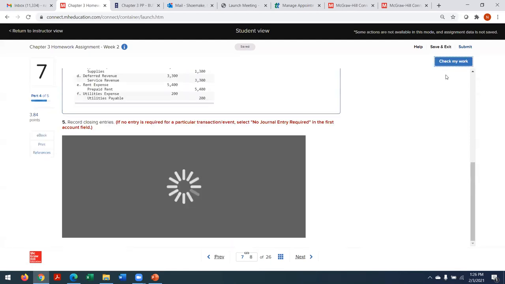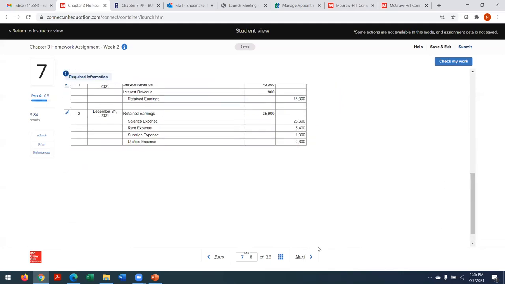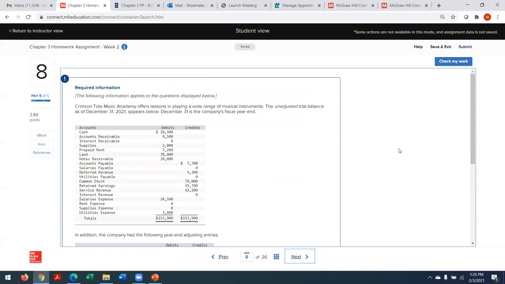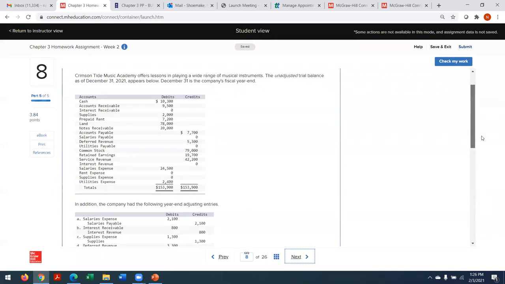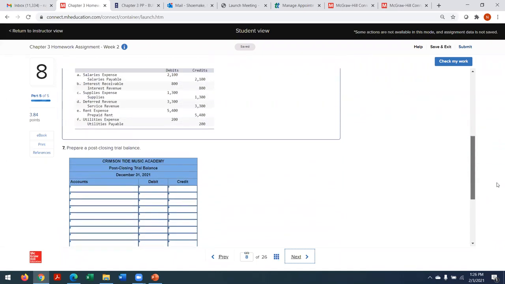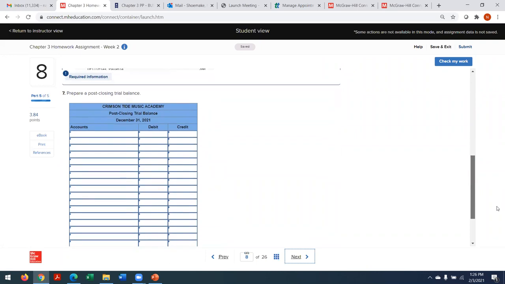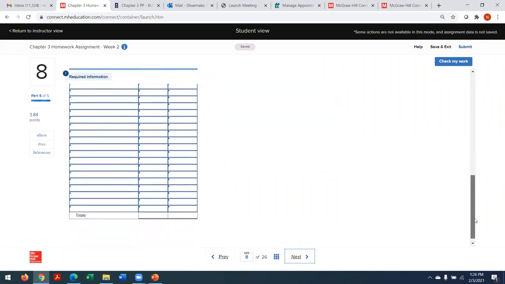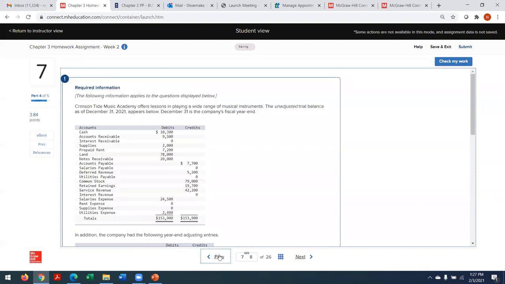$35,900. Thank you. Then we need to close out the dividends. The dividends were how much, guys? Oh, we didn't have any. Now they want us to do a post-closing trial balance. This post-closing trial balance will have everything that is in the balance sheet.